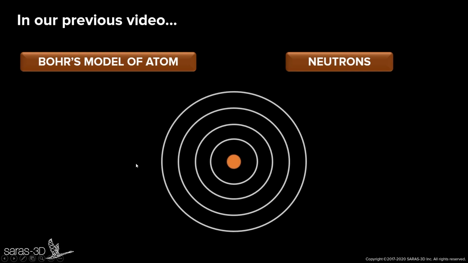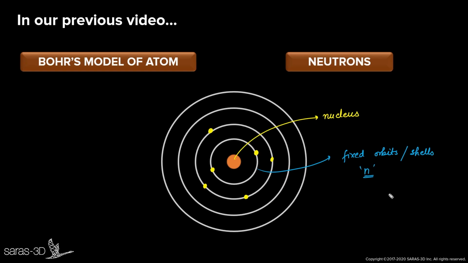Now what we learned in our last lecture about the Bohr model of the atom was that this model explained the movement of electrons around the nucleus in fixed orbits, or what we call shells. So these orbits around the nucleus that we see here are associated with fixed energy, and therefore they're also known as energy levels. Now these energy levels are represented by n, which is an integer.